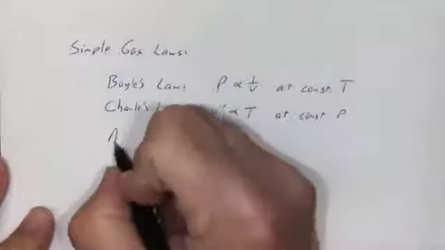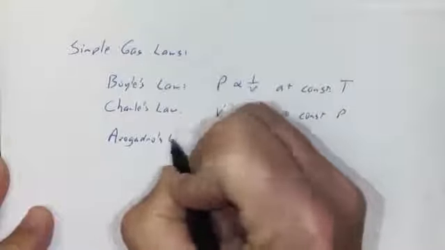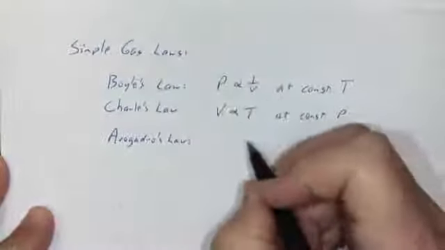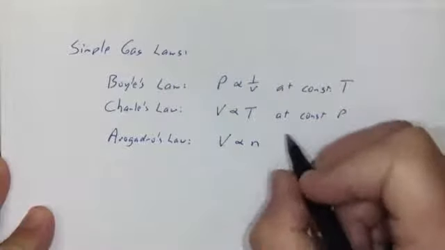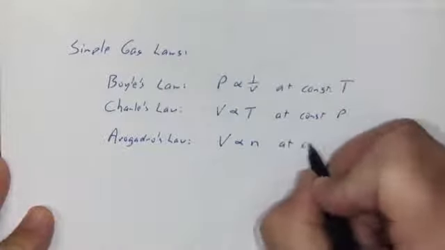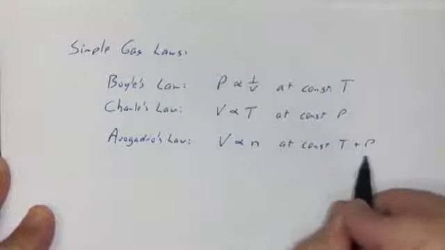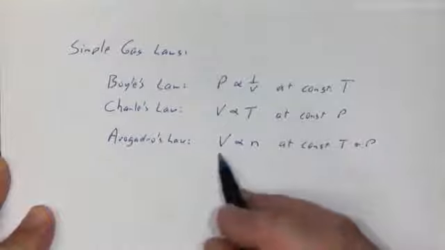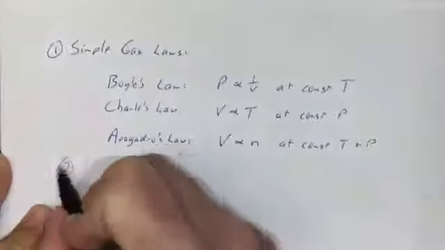And then we have Avogadro's law. When you hear the word Avogadro, you think of a mole. Avogadro's law says that the volume of a gas is directly proportional to the number of moles of a gas at constant temperature and pressure. If you keep the pressure and temperature constant, but you double the number of moles, you double the volume. So that's the first set of laws that you know.